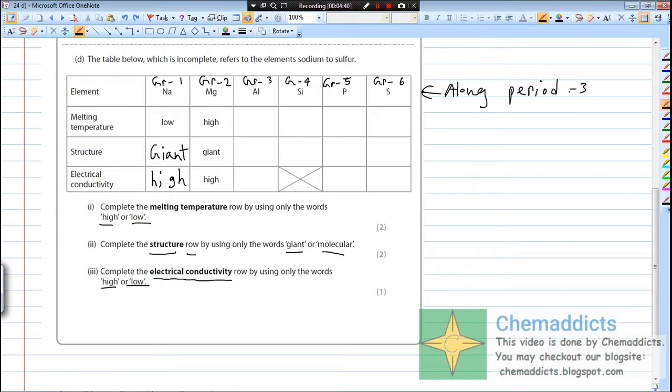So let us finish this. This is group 2. Group 2 metals generally have high melting temperatures. The structure is once again a giant metallic structure, and it will have high electrical conductivity since it is a metal. For aluminium, the melting temperature would obviously be high, since it has a metallic structure and has 3 valence electrons in its outer shell.